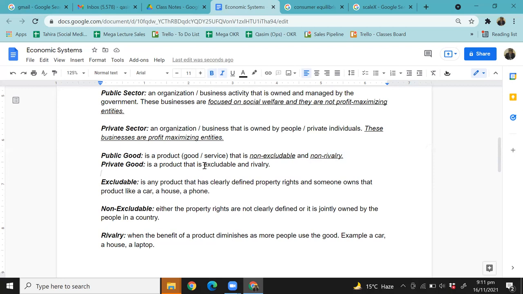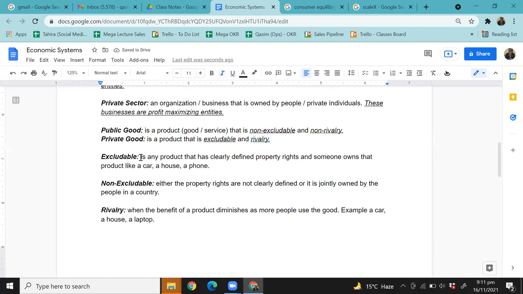On the contrary, a private good is excludable. You can exclude someone from using it, and it's rivalry. Now, what's the definition of excludability? That's very simple. If any product has clearly defined property rights, my car, my house, your house, it's excludable. You can exclude anyone. I can stop someone from using my phone. I can stop someone from using my car because it's my car, my phone. But this doesn't happen for other products.